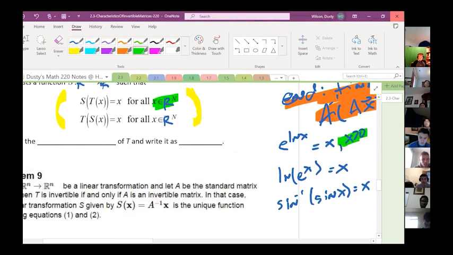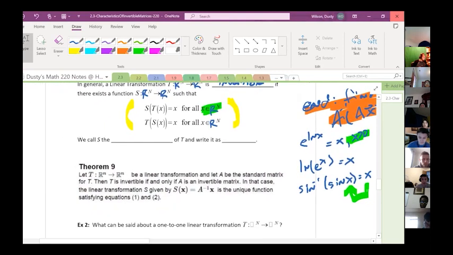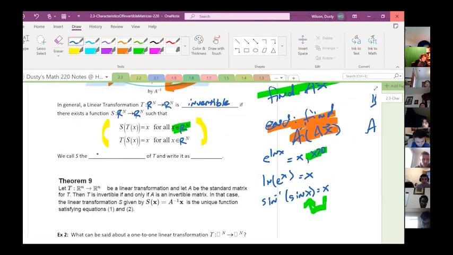Same thing, there are going to be some issues here with the x's in your inverse trig functions. So in this case, we call S the inverse of T, and write it as T inverse.